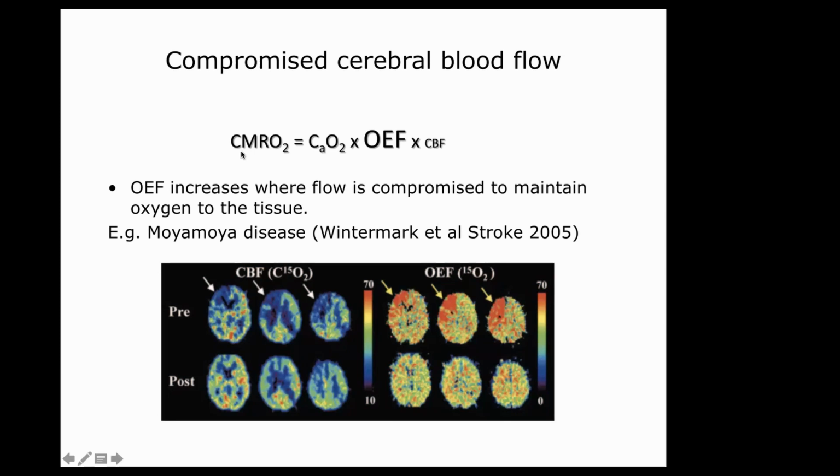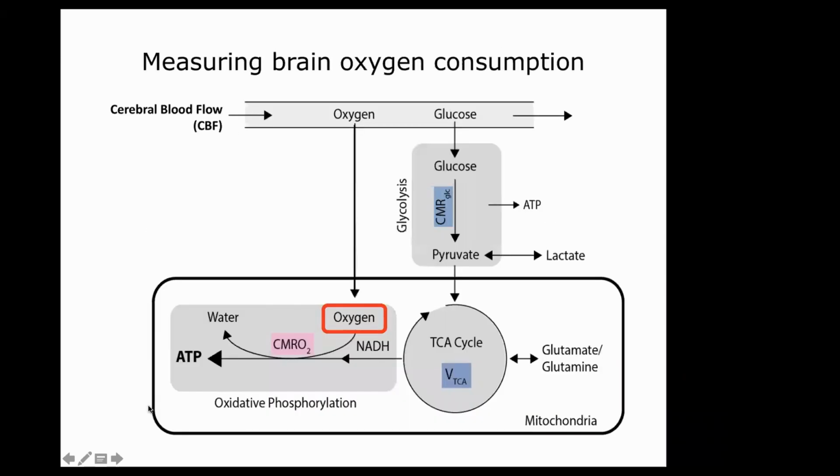And oxygen consumption is described in terms of this mass balance expression, where we're looking at the product of the concentration of oxygen in arterial blood, the fraction of oxygen that's being removed from the blood as it goes through the brain, times blood flow. So in this case, oxygen extraction fraction is telling us that the blood flow is probably not sufficient in the areas where it's reduced, or at least it's been heavily reduced.